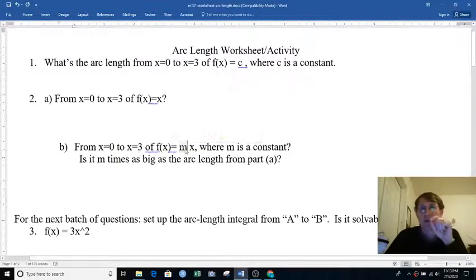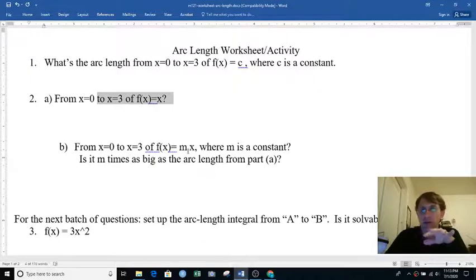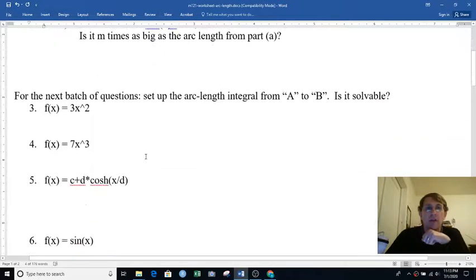Well, here's the question. If I'm multiplying the function from here by a constant, will I get an arc length that is that constant times the arc length I got up here? Can I just kind of pull the m out of the arc length computation? See if you can reason about that before trying it with calculus, and then also try it with calculus and see what happens.